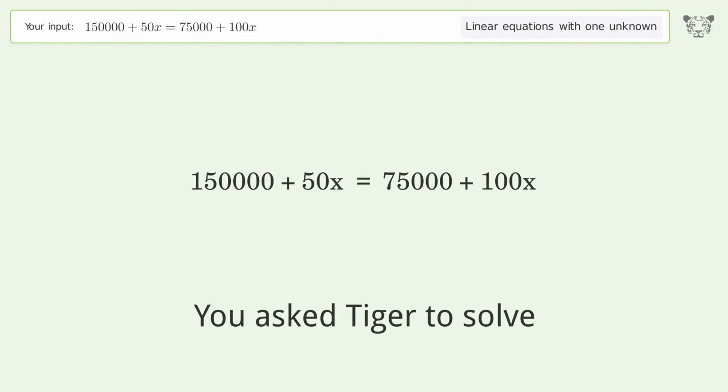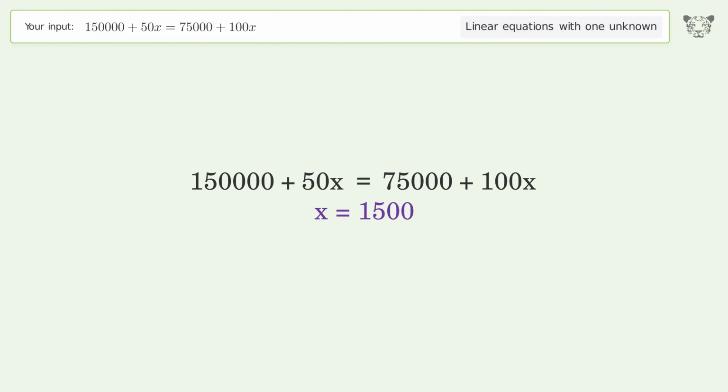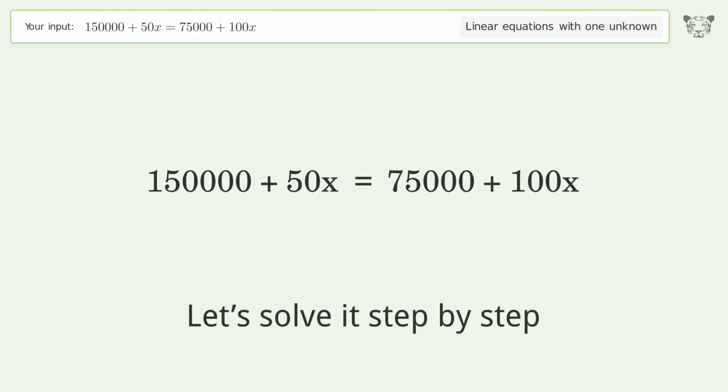You ask Tiger to solve. This deals with linear equations with one unknown. The final result is x equals 1500. Let's solve it step by step.